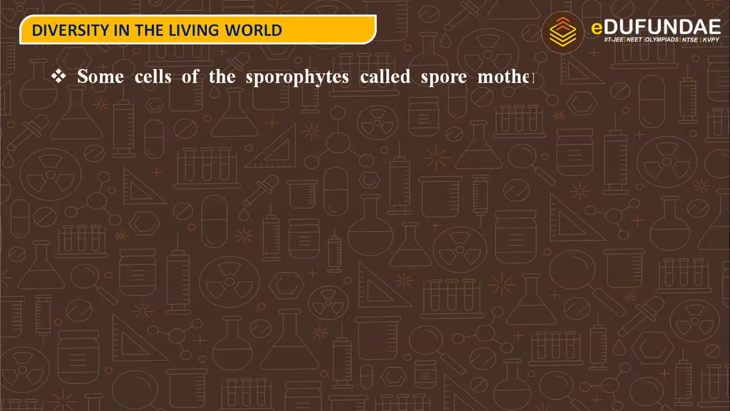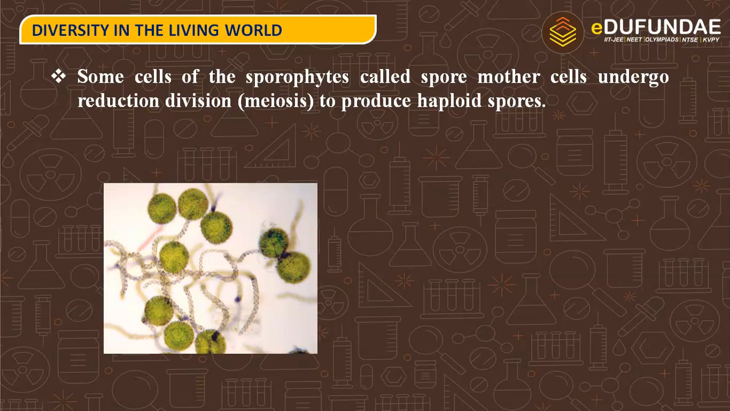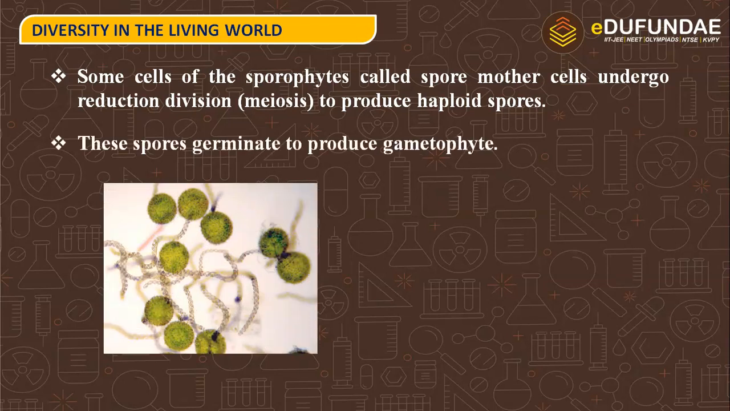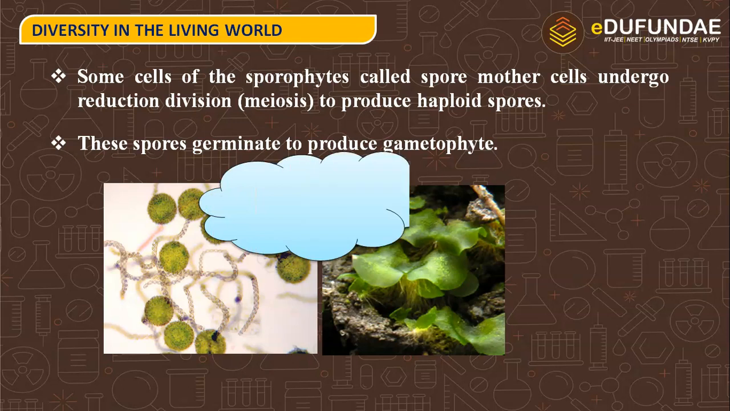Next, some cells of the sporophyte called spore mother cells undergo reduction division to produce haploid spores. So reduction division, that means meiosis, will take place in the spore mother cells, and meiosis will lead to the formation of haploid spores. Because it is a diploid structure, when the reduction division takes place, it will lead to haploid spore formation. So these are the haploid spores, and these spores germinate to produce the gametophyte. So again a gametophyte will be produced. This gametophyte is again the new body that is formed, and it is again the haploid body.